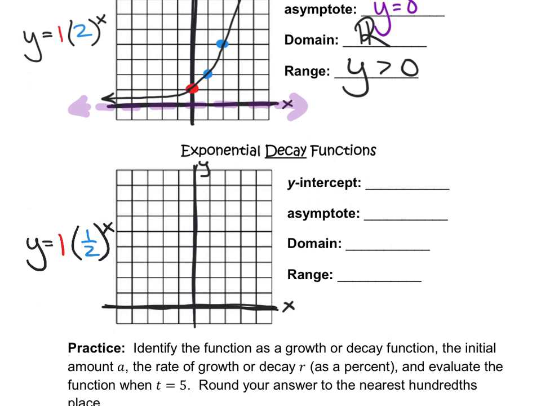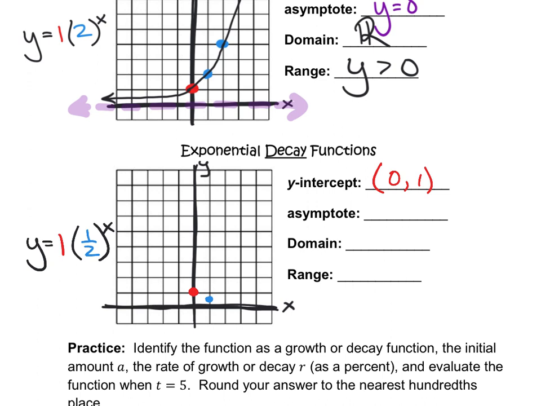Okay, cool. So for this parent function, so we can just get the shape, what is the y-intercept? 1. So we have a y-intercept at 0, 1 the same way, and here's my 1. The number in the parentheses tells you what to do with that initial value. It says take half of it. What is half of 1? Don't overthink it. What is 1 half times 1? 1 half.